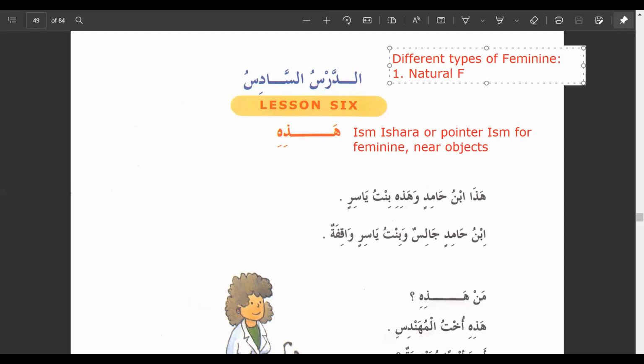Okay. And then we have number two, we have conventional feminine, right? Conventional or unreal, non-natural, we can say. So in conventional, again, we have two types. Formula feminine because of their endings.